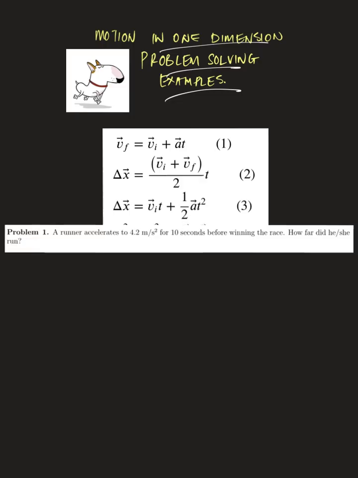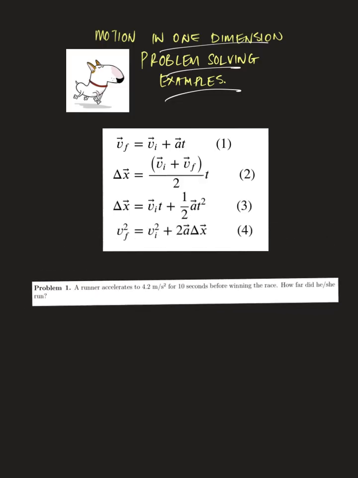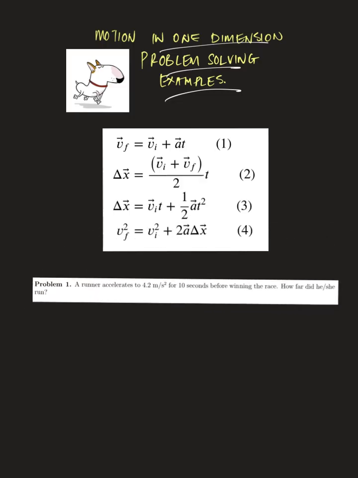The first question, we're starting with problem number 1. Problem number 1 says the runner accelerates 4.2 meters per second squared for 10 seconds before winning the race. How far did he or she run? The first thing that we said you need to do is draw some sort of picture. All right, so let's have a look.